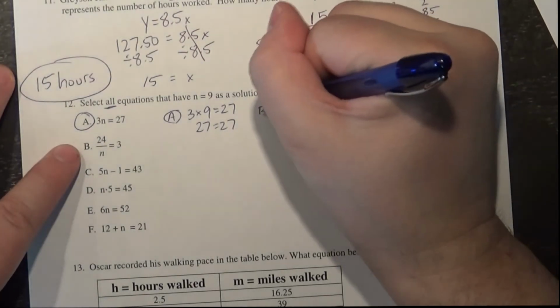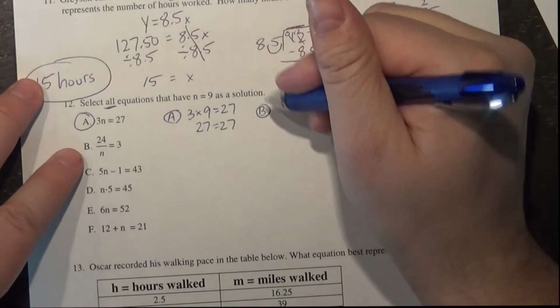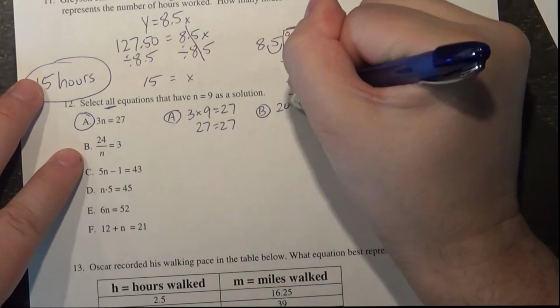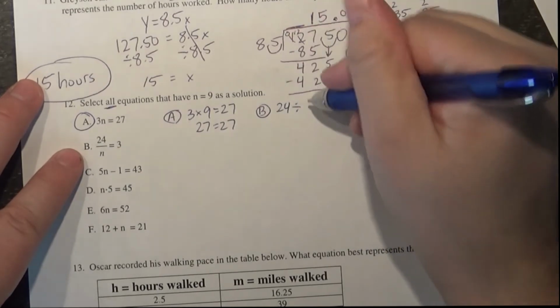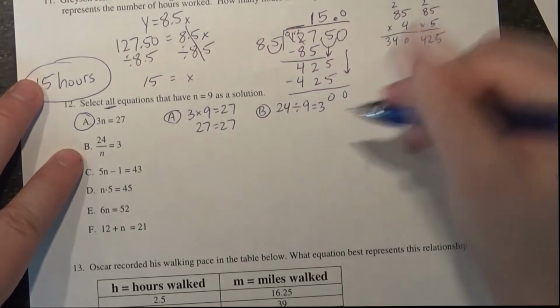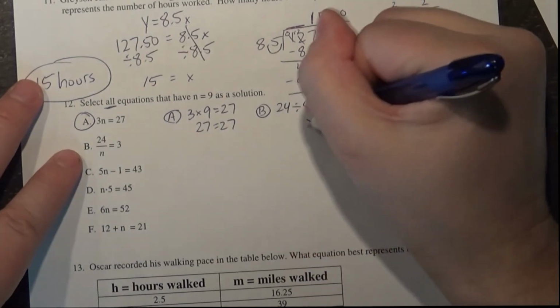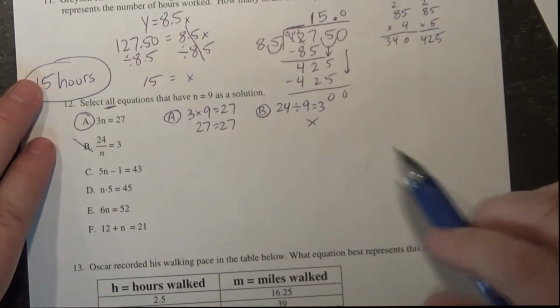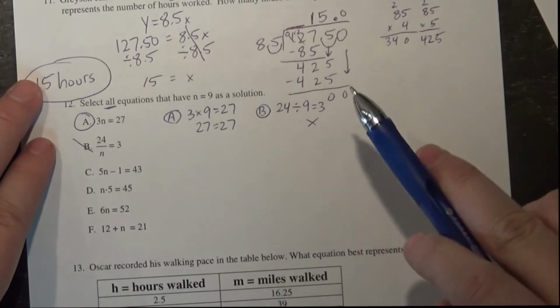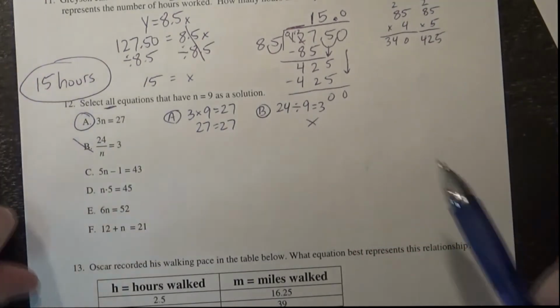I'll go ahead and do letter B. Letter B says 24 divided by n. I'm going to rewrite that as 24 divided by 9 equals 3. Let me think. 24 divided by 9, is that going to equal 3? There's no way, because I know that 27 divided by 9 equals 3.